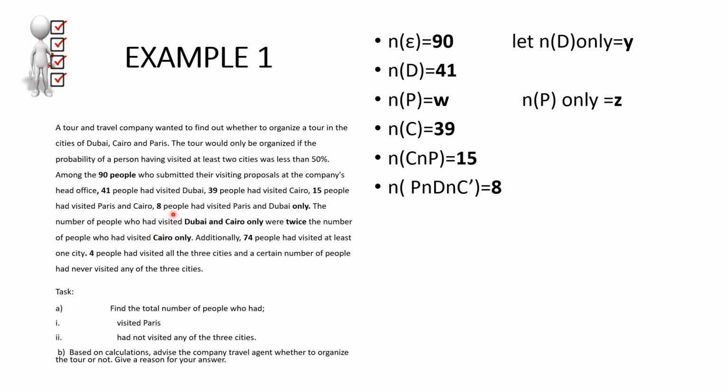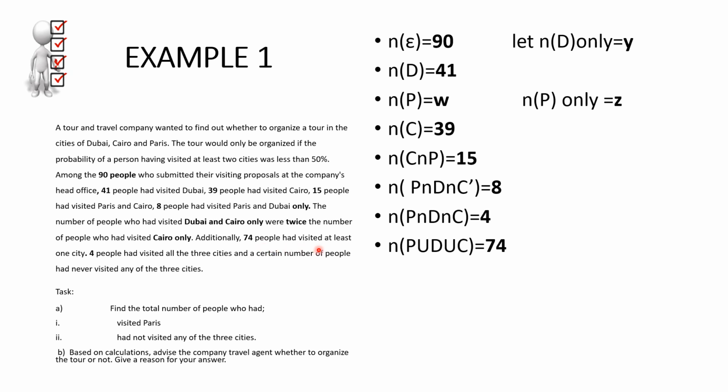Then also this statement has caught my attention, and all people who would fail this number, the issues would come from this statement, that the number of people who had visited Dubai and Cairo only were twice the number of people who had visited Cairo only. But note this, that I don't have that number, so we can proceed. Then here 74 had visited at least 1 city, and 4 had visited all the 3 cities. So you can see that I have P intersection D intersection C is equal to 4.